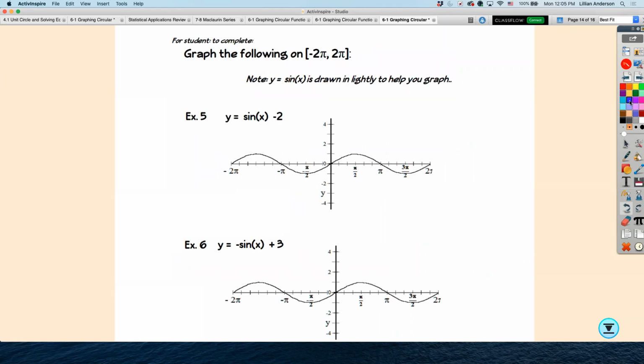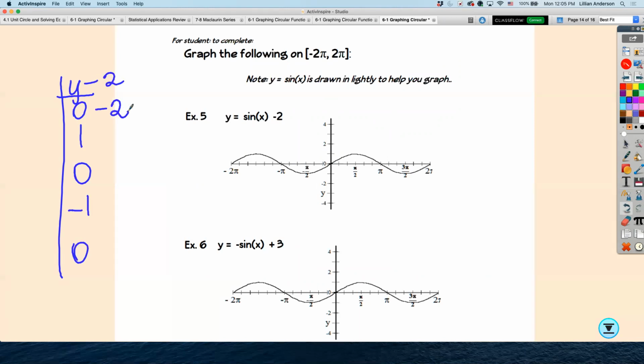So for example 5, what would happen to all of my y values? Then we get subtracted by 2, so that's 0, 1, 0, -1, 0. I would minus 2 from every single one, so I would get -2, -1, -2, -3, -2. And literally that would take every point down 2 units.